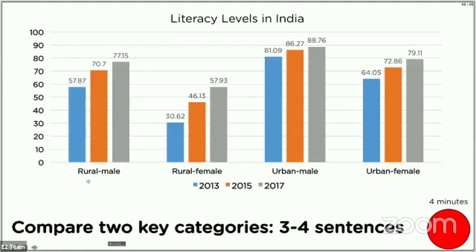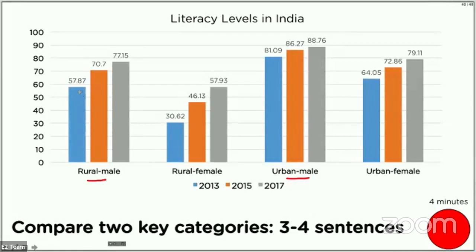Okay, let's say we're comparing rural males versus urban males. What's the first thing you notice about rural males versus urban males? Let's start with literacy levels. Literacy levels are significantly lower for men living in rural areas compared to those living in urban areas. Literacy levels are lower for men living in rural areas compared to men living in urban areas. Fine. Now we get specific.